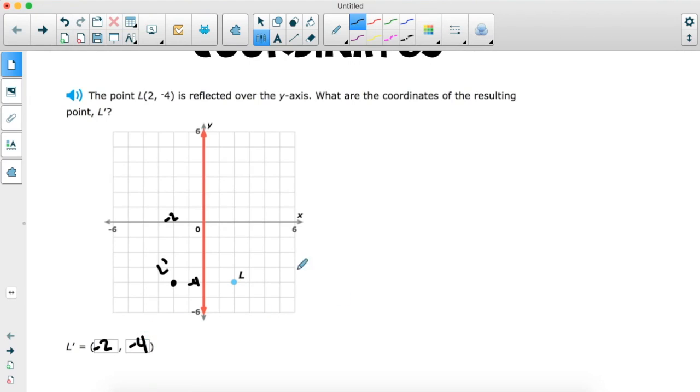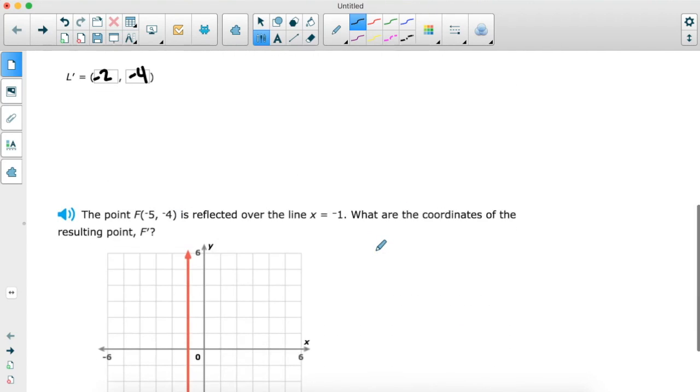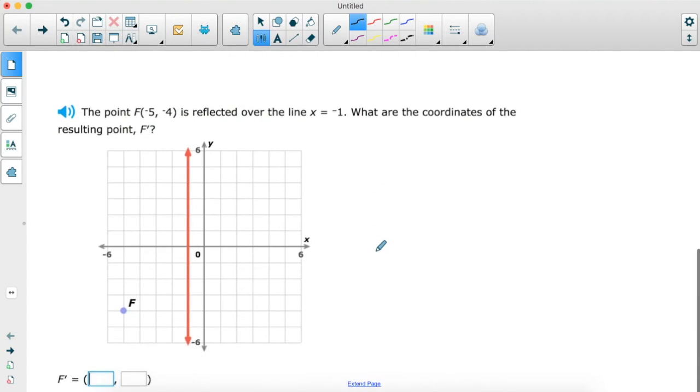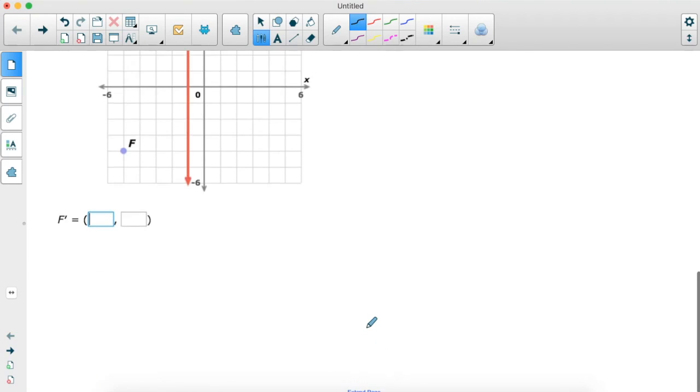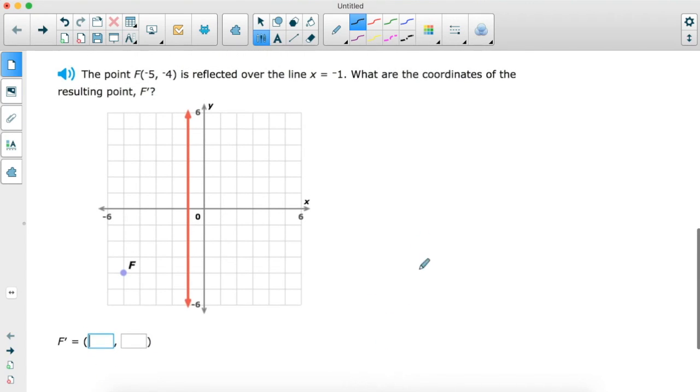Okay, sometimes your line of reflection is not on the y-axis or x-axis. So let's see an example like that. It says here the point F at -5, -4 is reflected over the line x equals -1. So here your line of reflection is x equals -1, and you see that they colored it red. What are the coordinates of the resulting point F prime?